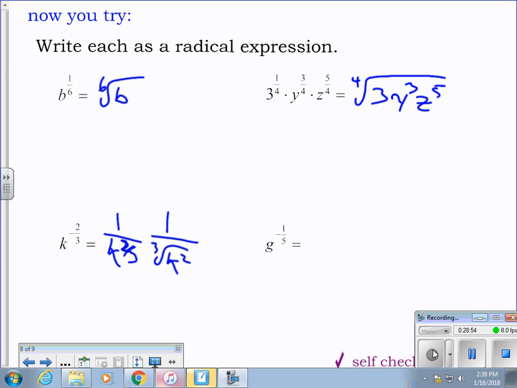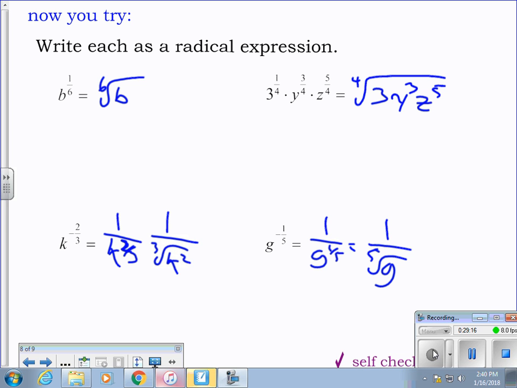And the next one is extremely similar. It's negative, so once again it goes into the denominator. 1 over g to the 1/5. And the 1/5 power means I have the 5th root of g to the 1st, 1 over the 5th root of g. Okay?